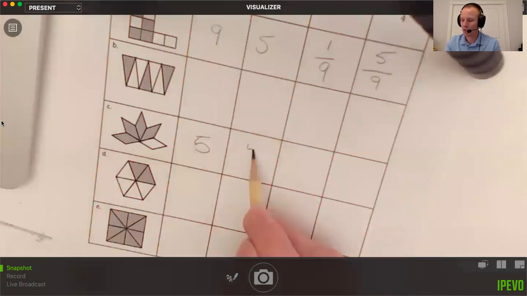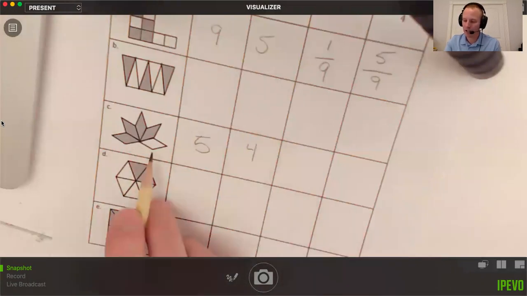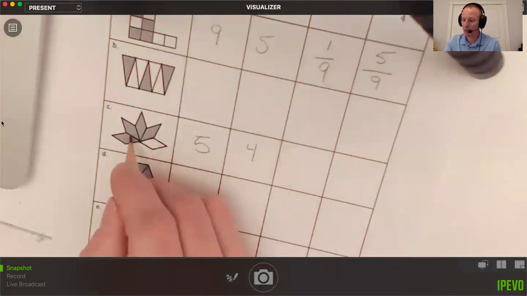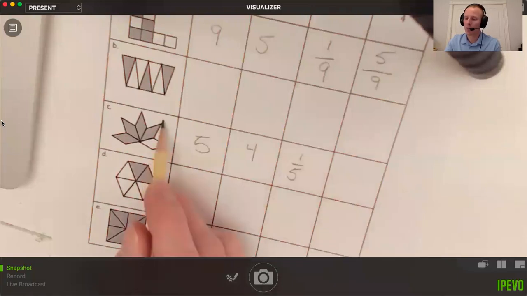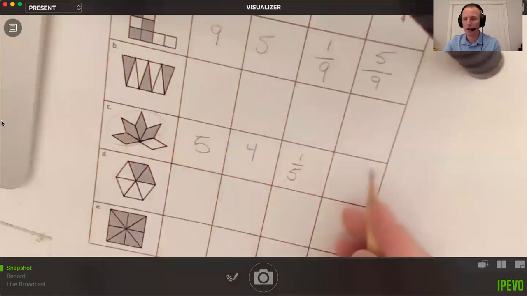4 of them are shaded in, and that's what it wants to know in this box. The unit fraction is just asking, what's any one of these? Any random one that I pick represents 1/5 of the whole. And then the last part says, if I take all of my shaded ones together, what fraction is that? Well, that fraction is 4 shaded ones out of a possible 5.